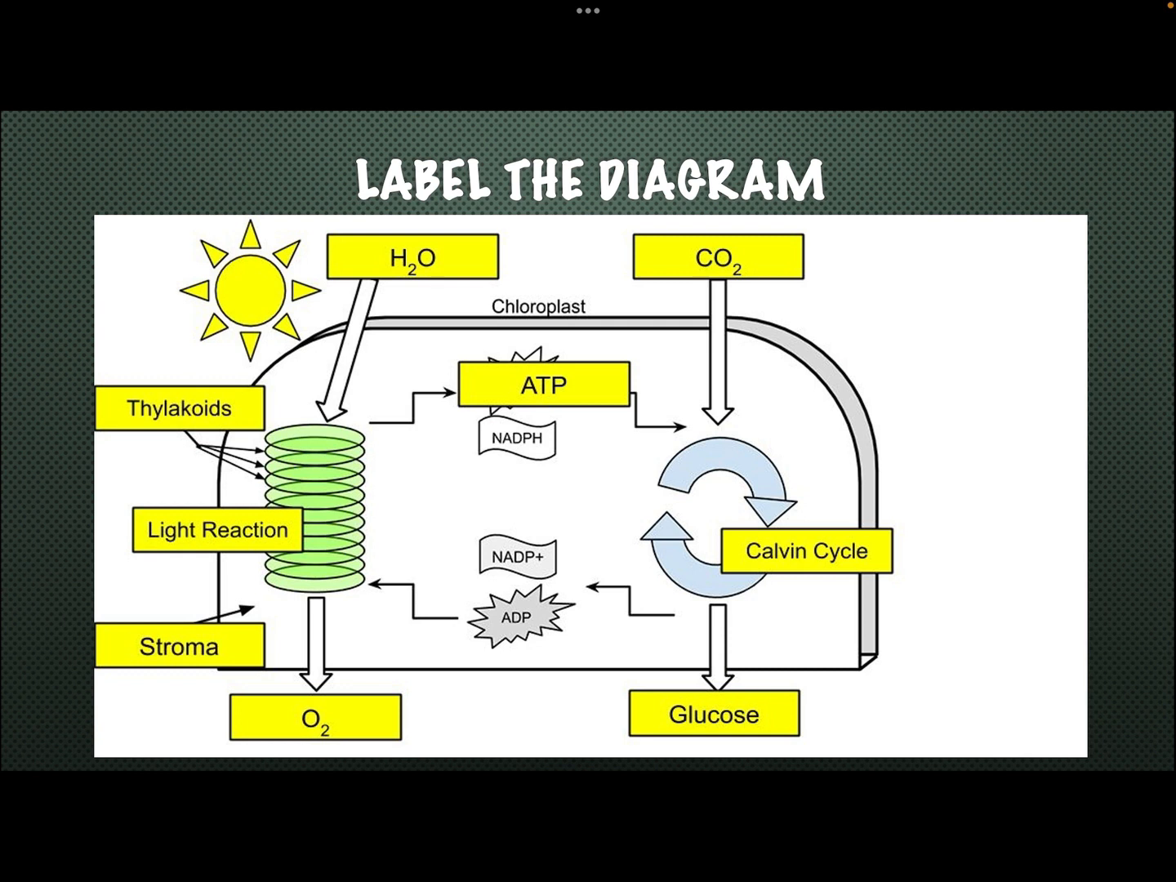What I would like you to do now is label the diagram within your notes just like what you see here. And this is showing our light and dark reactions. Our light reactions are where we have our sunlight that is necessary for those to occur. And our Calvin cycle does not need light for it to occur.